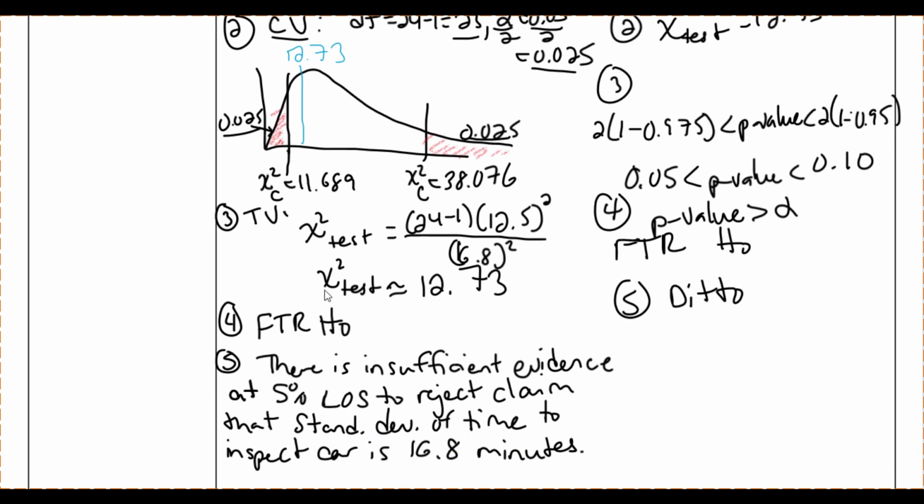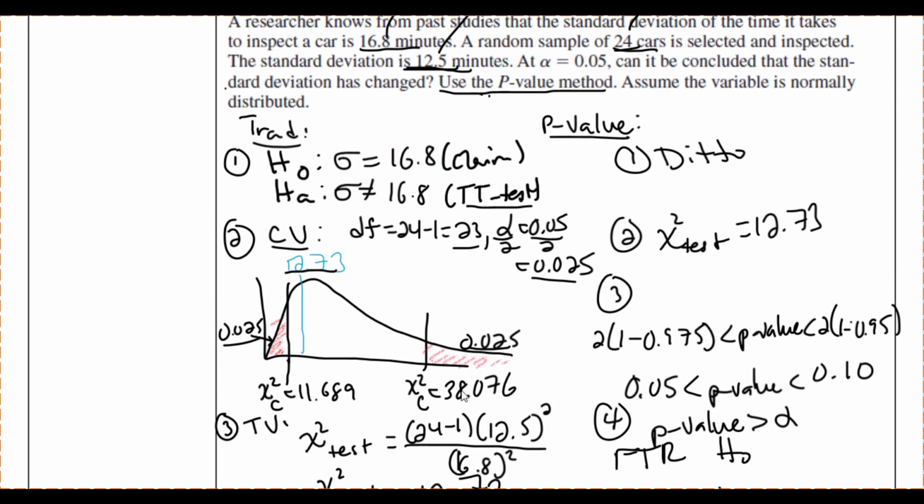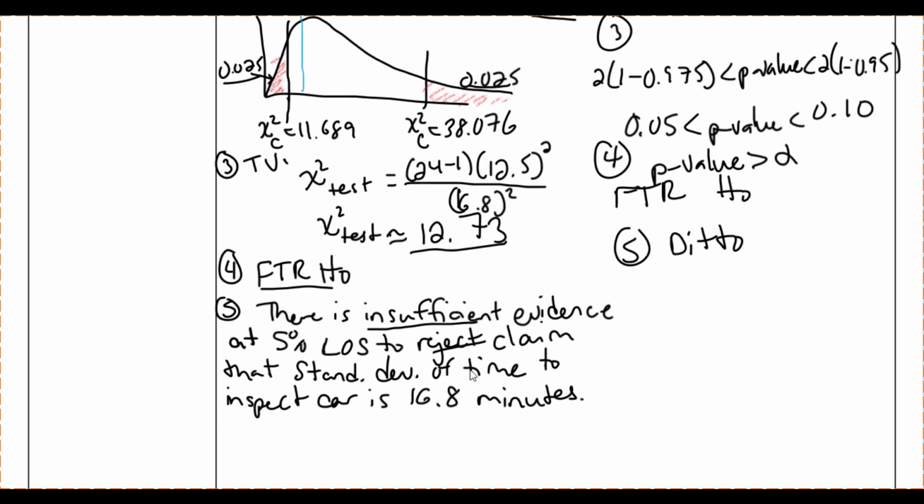Then I calculated the test value, the chi-squared test. So n is 24, the s was 12.5, so I make sure to square that. And the sigma is 16.8, so I squared that as well. We got a test value of 12.7. I labeled the test value on the curve, and it's clearly outside the rejection region, so we fail to reject. Therefore, we have insufficient evidence to reject the claim. We say reject because the claim belongs to our null, the claim that the standard deviation is 16.8.